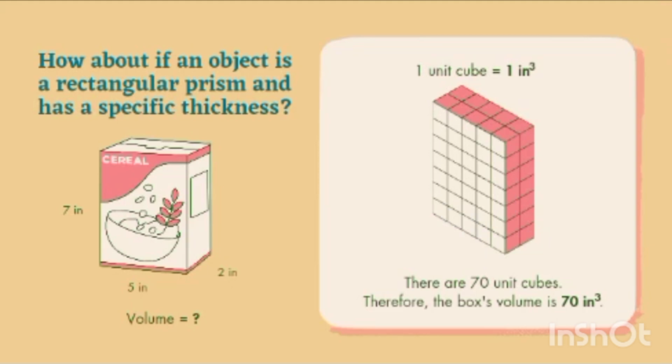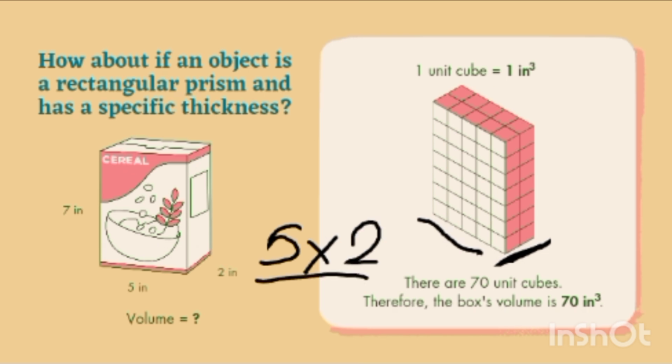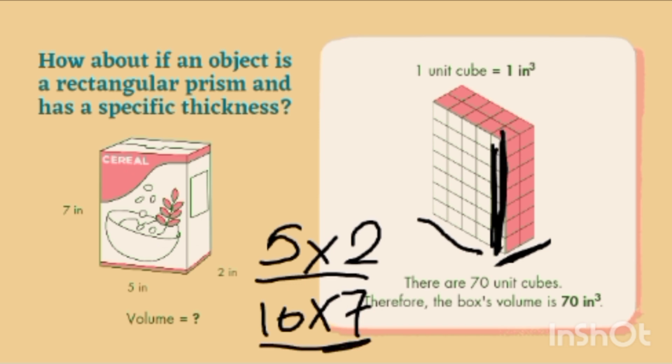First of all, let's multiply length into breadth, which is also the formula for finding area. Our length is 5 and breadth is 2. When we multiply that, we will get 10. Then let's multiply that with our height, which is 7. When we multiply that, we will get 70.